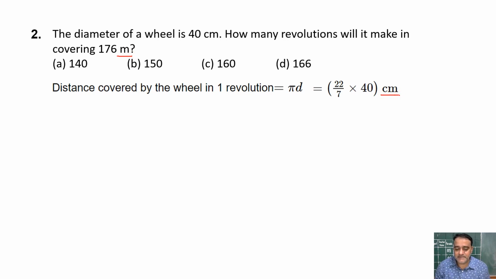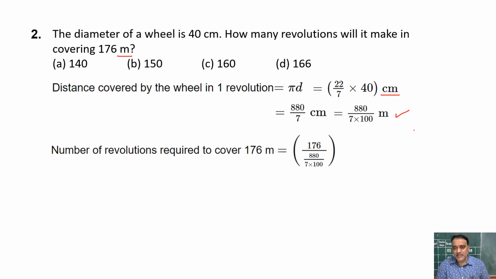So what will we do? We will divide it by 100, right? So 880 upon 7 centimeter is equal to 880 upon 7 into 100. This step is clear to all of you? Yes, sir. Okay. Now the total distance is 176. I told you that it is total distance upon circumference, that is the distance covered by the wheel in one revolution. So 176 upon 880 upon 7 into 100.